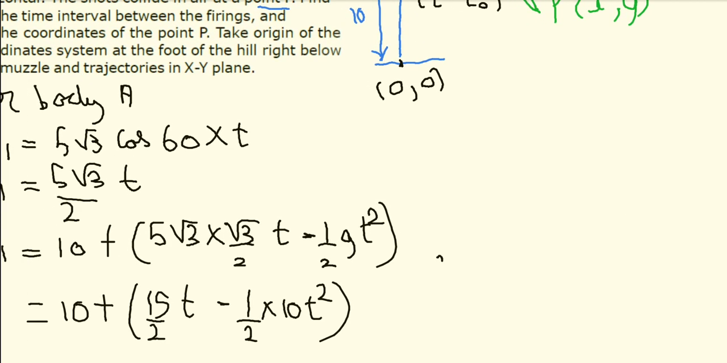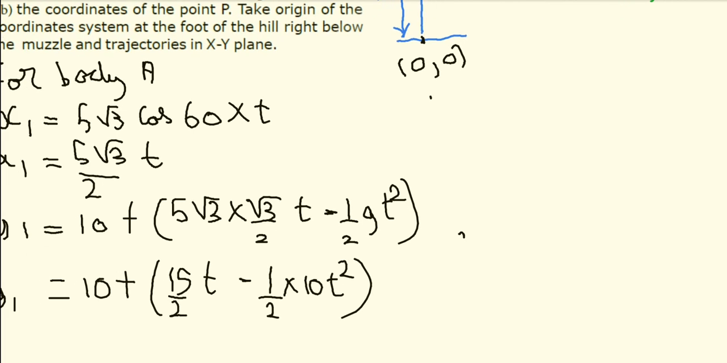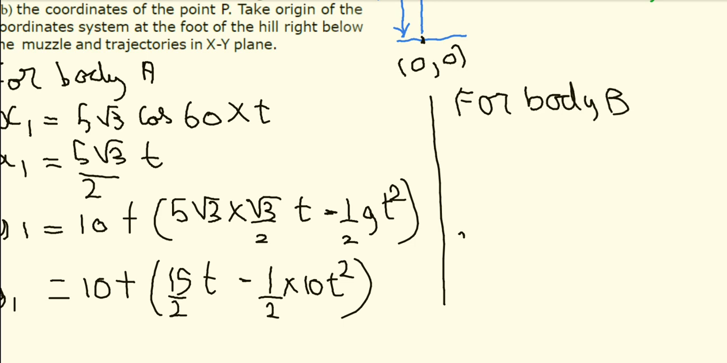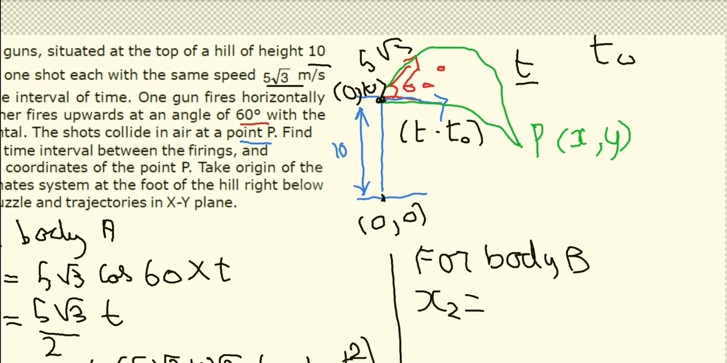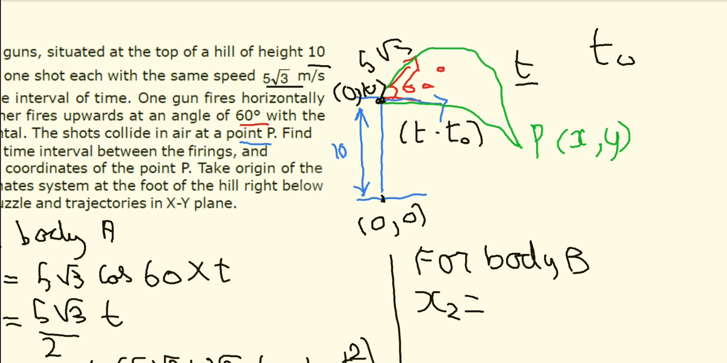So for the second body, if I write down for body 2 or for body B, the x2, the general equation, will be equal to the velocity in the x direction. The velocity in the x direction, now it is projected horizontally.